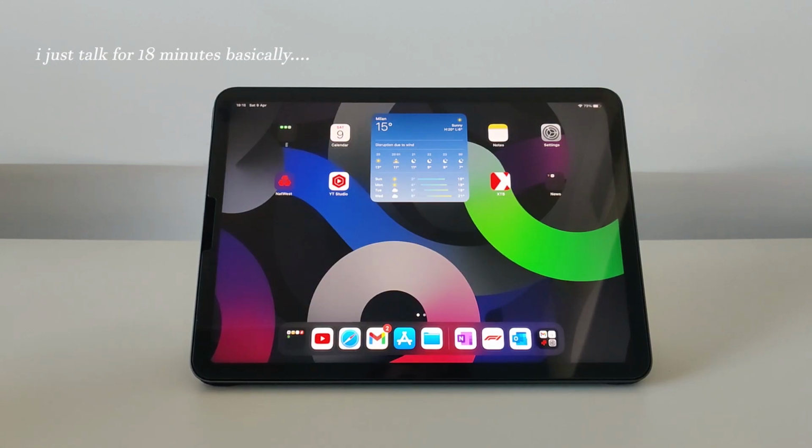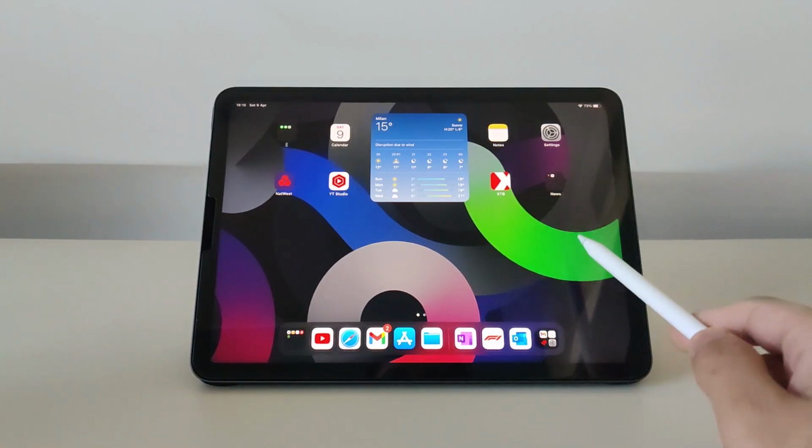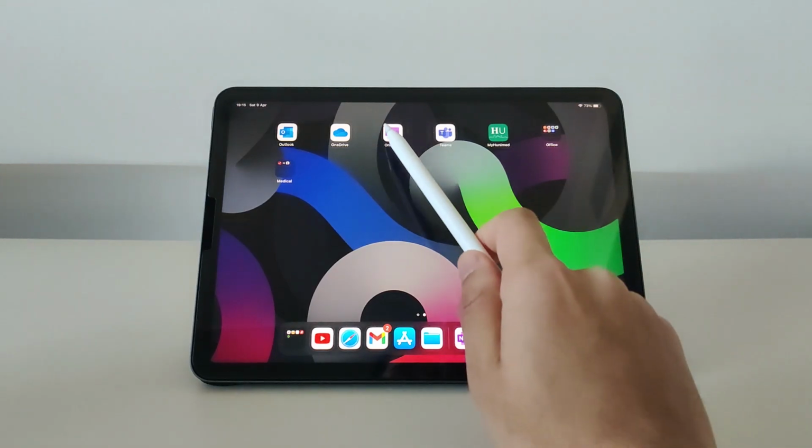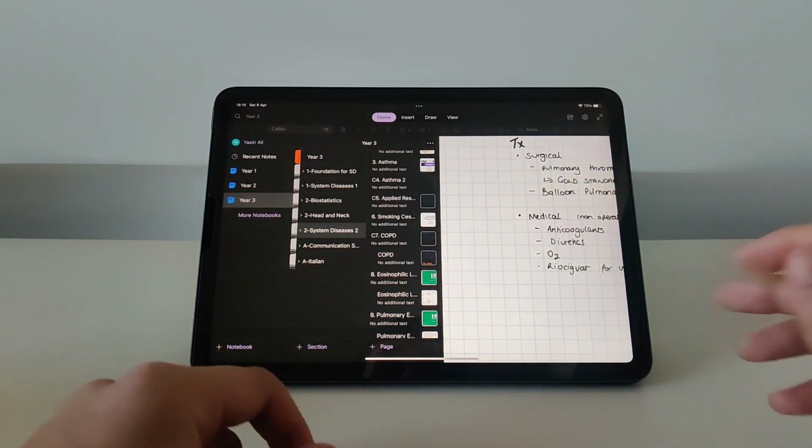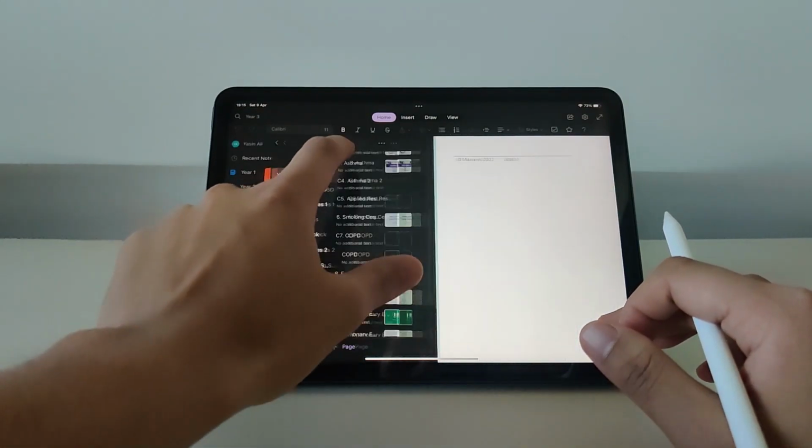This is going to be a quick overview, a look around at how I study and how I take notes, and what sort of preparation I do for exams and further studies. We'll start with the main app I use, which is OneNote, and this is where I put all my notes for everything.